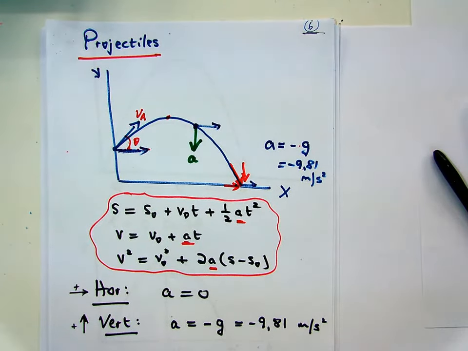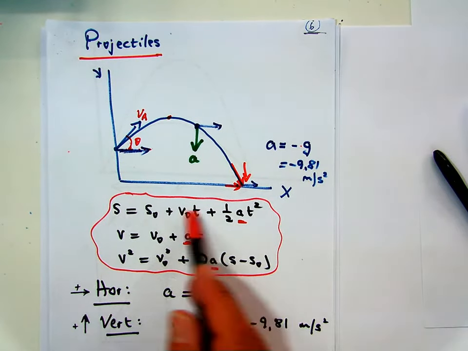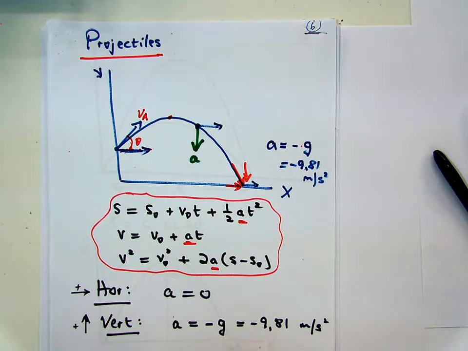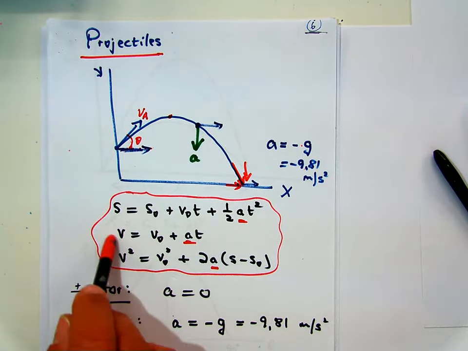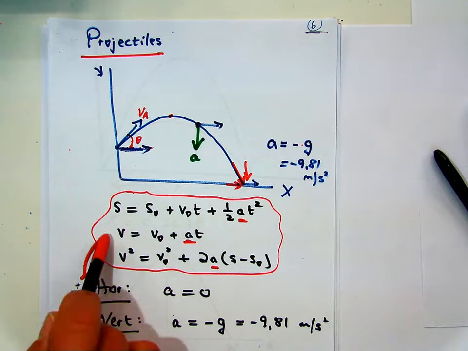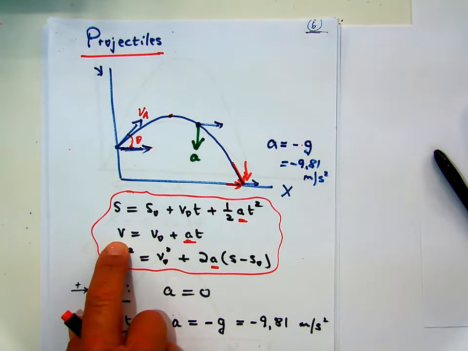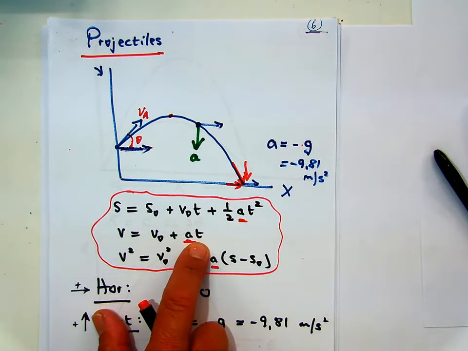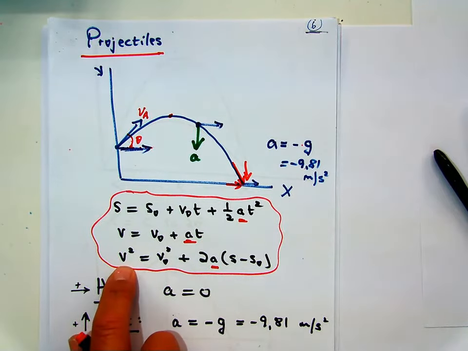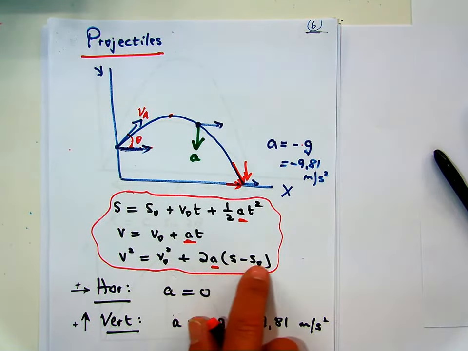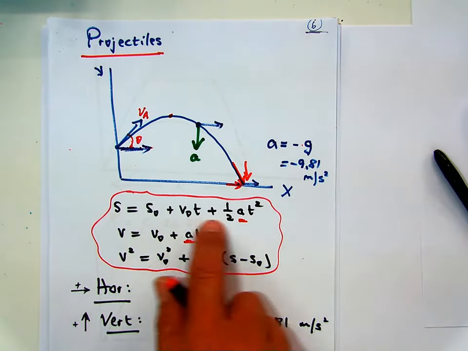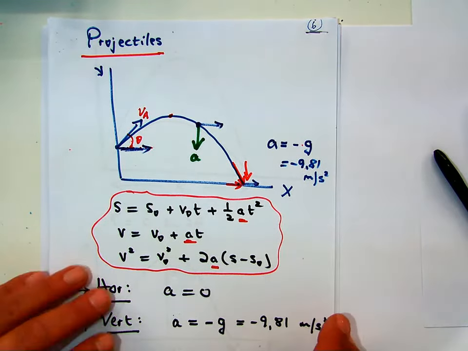Now the equation you use most of the time is this first equation, in the horizontal direction and in the vertical direction. These other two equations you'll use when they ask you, like, the final velocity. If you want to get the velocity at a certain point, after a certain time, you'll use this. Or the final velocity after it has traveled a certain vertical distance, then you'll use that. But that top equation is the one you use most of the time.